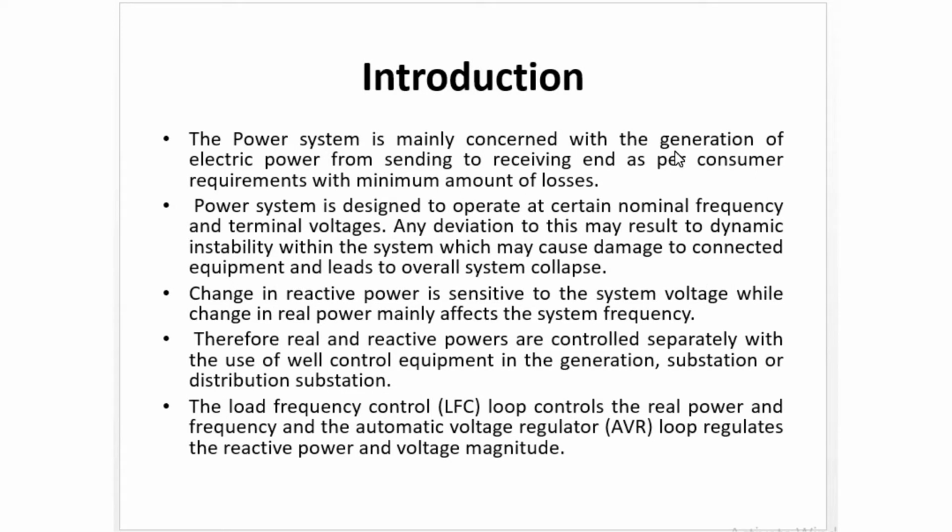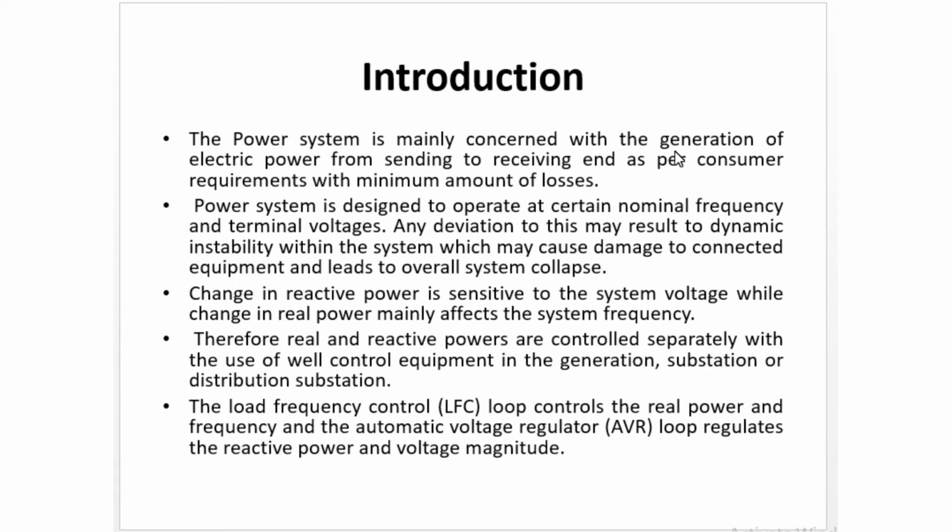So students, you know that the power system is mainly concerned with the generation of electric power from the sending to the receiving end as per consumer requirements with minimum amount of losses. So the power system is designed in such a way that it operates at certain nominal frequency and terminal voltage, and any deviation to this may result in dynamic instability within the system, and it will cause damage to the connected equipment, and it will lead to overall system collapse.